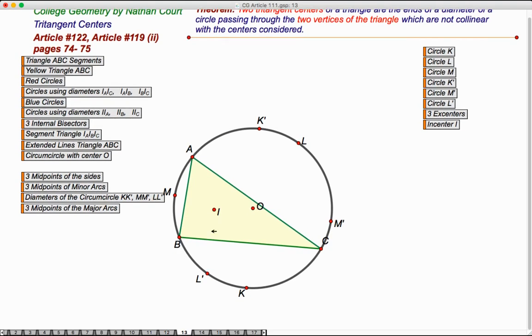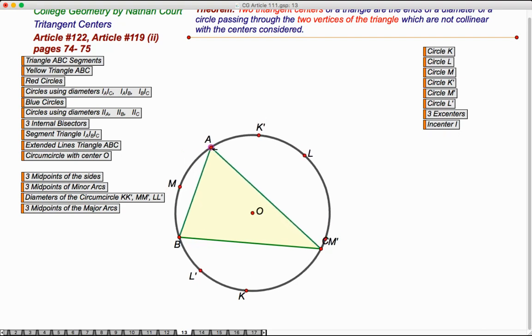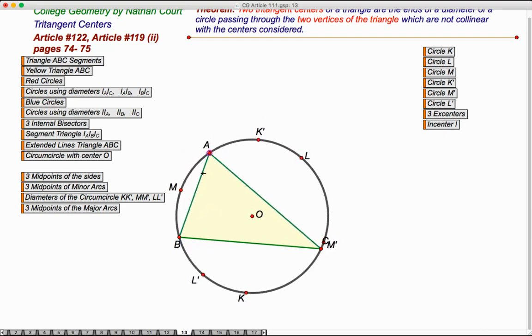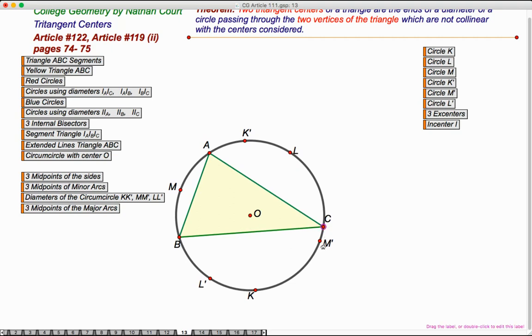So let me hide the center first. So this is triangle ABC. I can change that, etc., etc. And the midpoint of arc BC. Okay, let's try to hide this one. There we go. Okay, yes. So the midpoint of arc BC is point K.